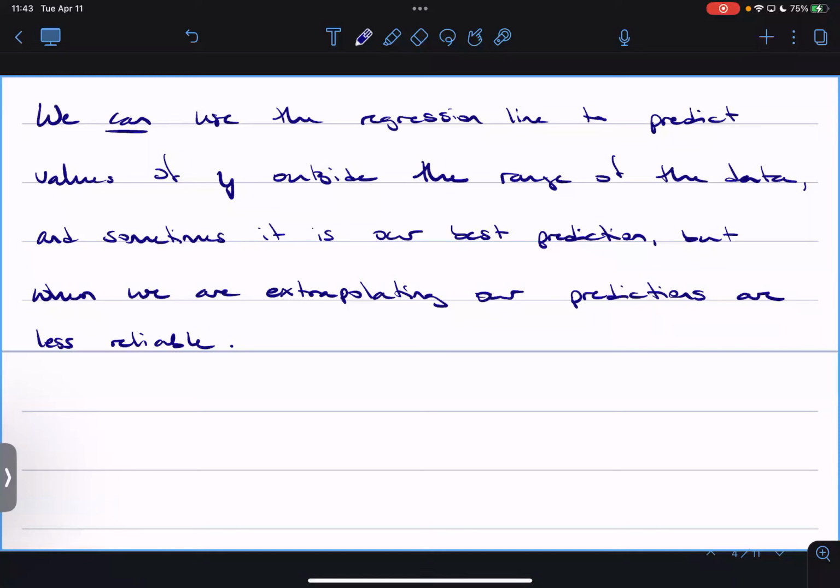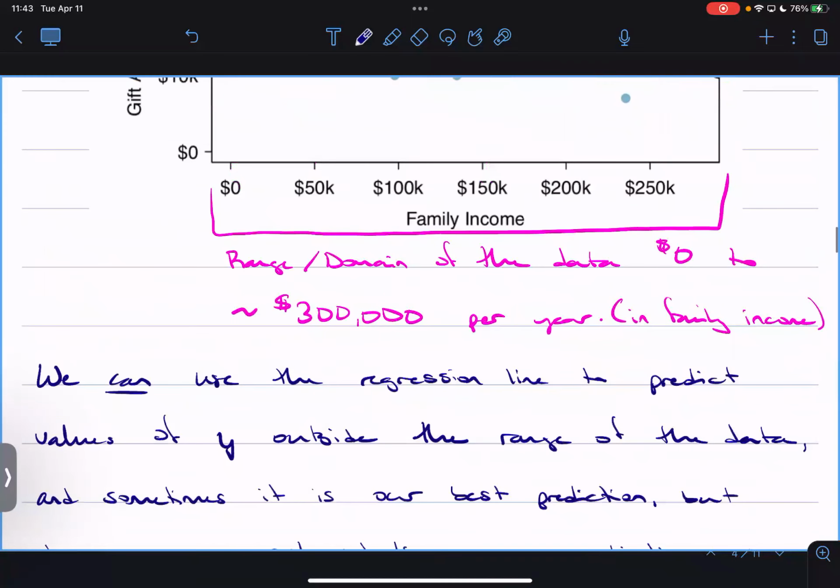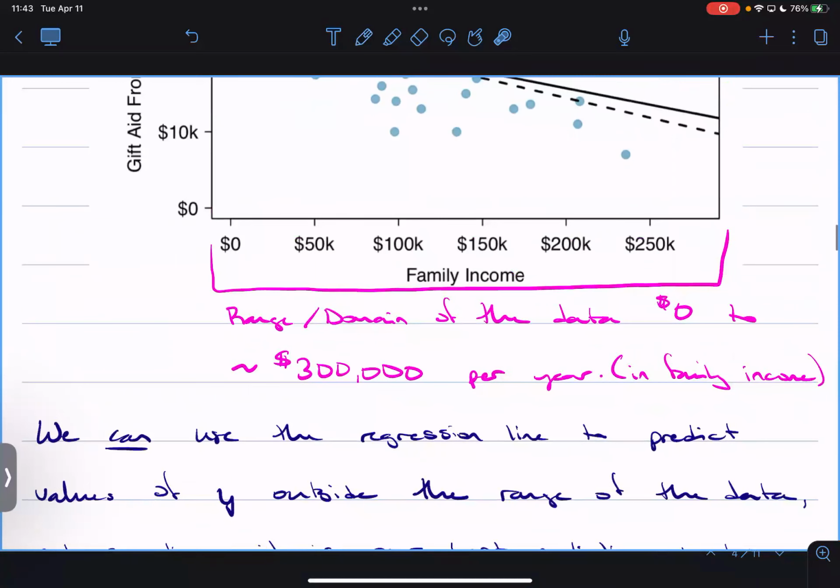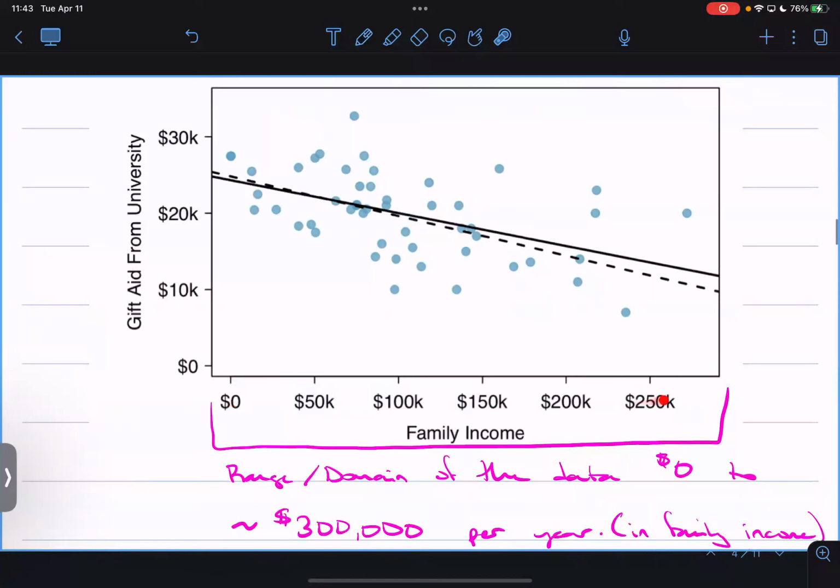I rarely bring it up, I guess, but I have it in my notes here. When you go beyond the range of the data, so beyond these X's, then it's called extrapolation. If you're predicting within these values, it's called interpolation, but that one's less important because that's what you should be doing, right? So we don't need a name for it, but extrapolation is bad.